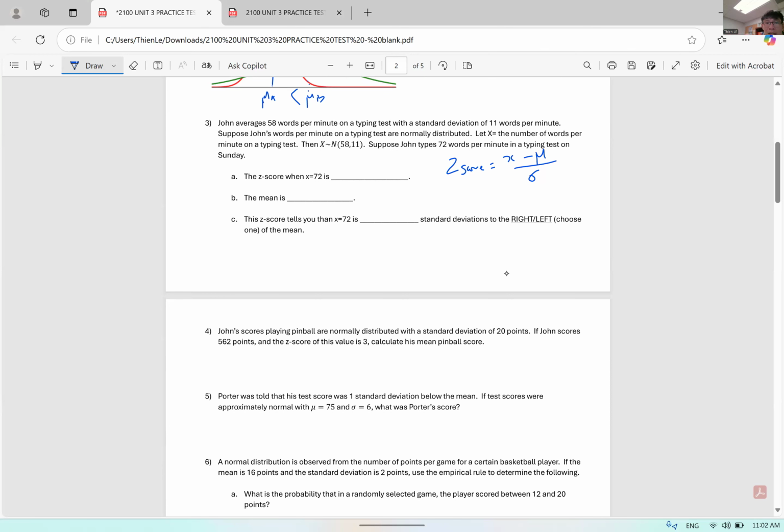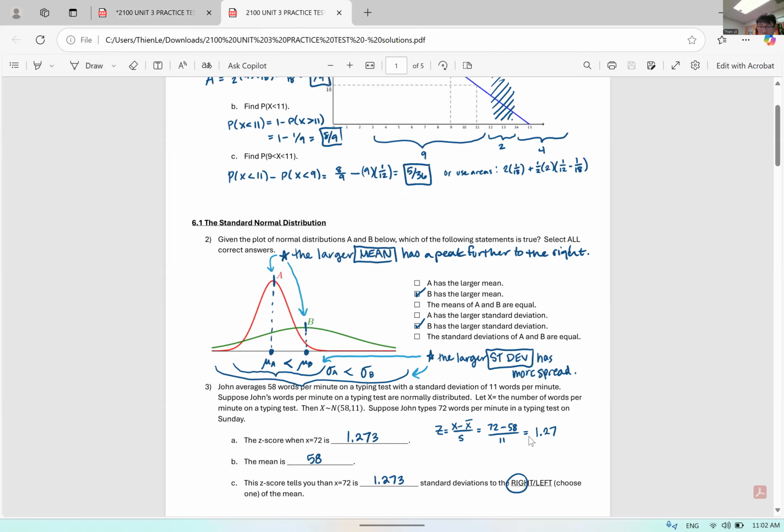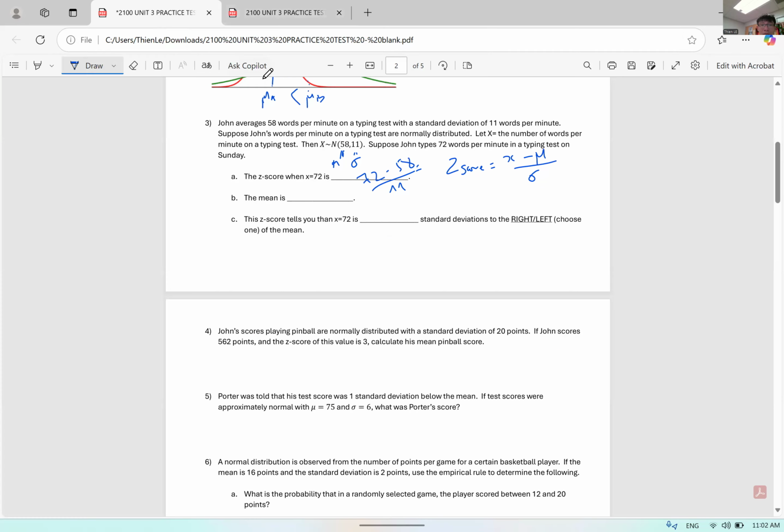So in this case, mu is 58, sigma is 11, and x is 72. So you just plug it in: 72 minus 58, divided by 11. The mean here is 58. If you plug in and do the calculation, it's 1.273. So this is going to tell you that x equal to 72 is 1.273 standard deviations.